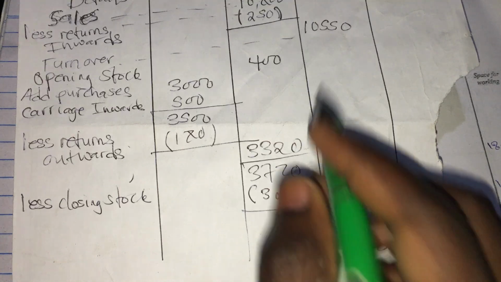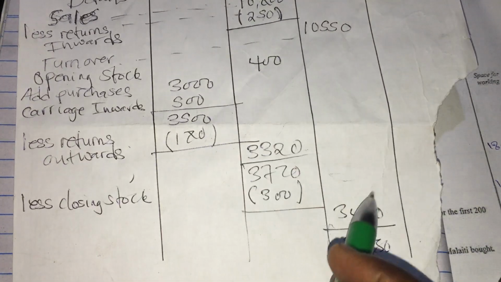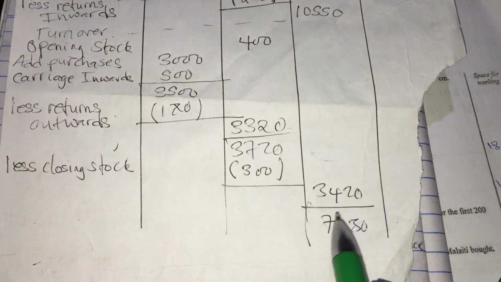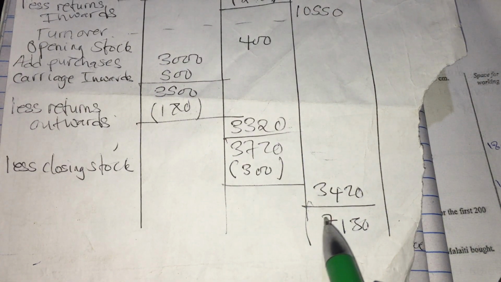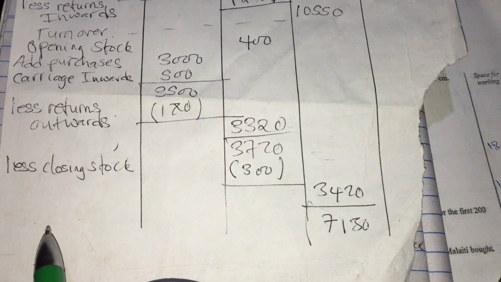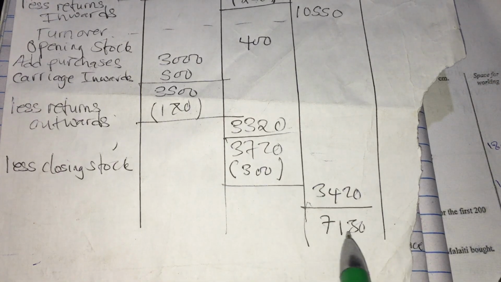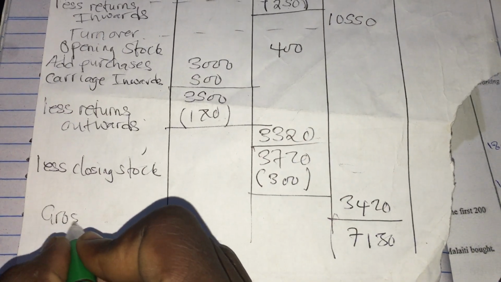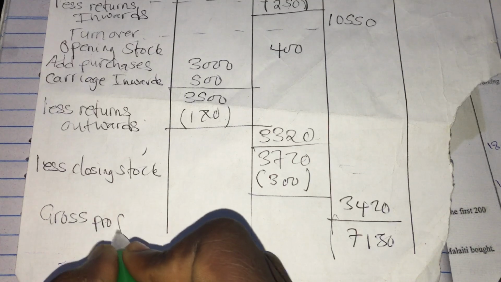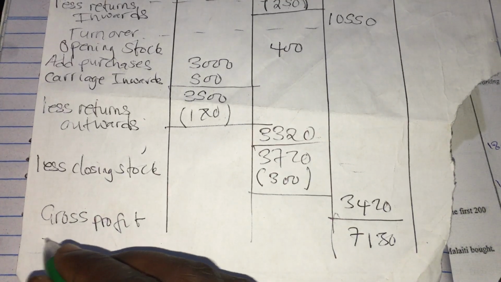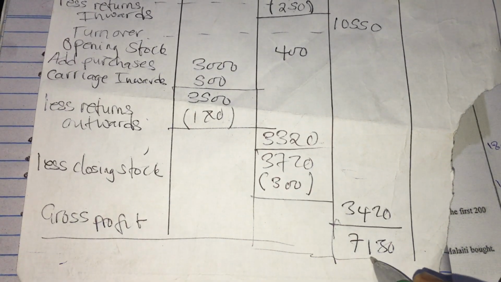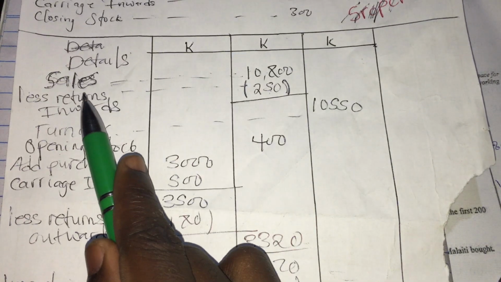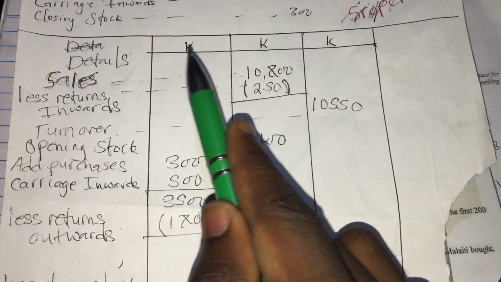If this amount was on top here, and these two figures were opposite, we would now have a negative answer. So if the answer was negative here, our amount would be called gross loss. Now here we don't have any negative, so this amount is going to be called the gross profit. All right, so this is how we prepare the trading account. All right, so now here the sales, you put it here, then you check.